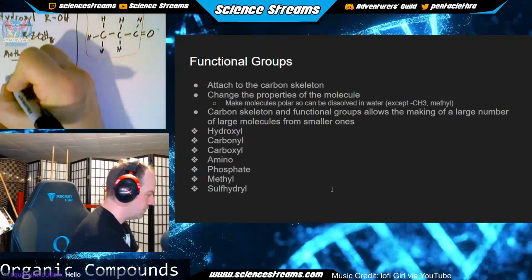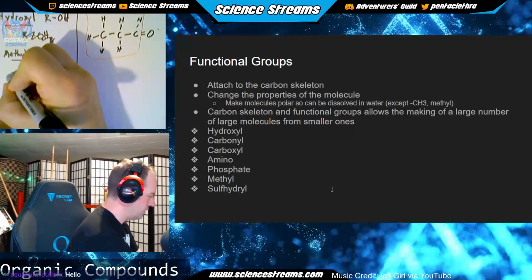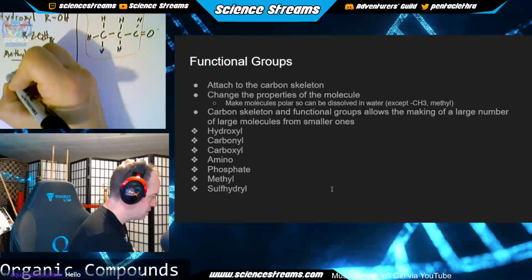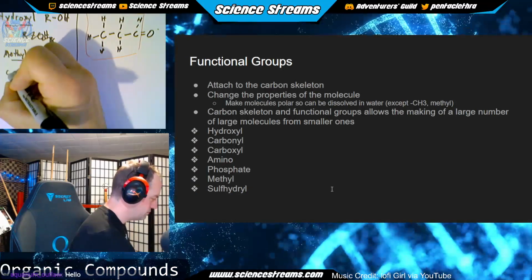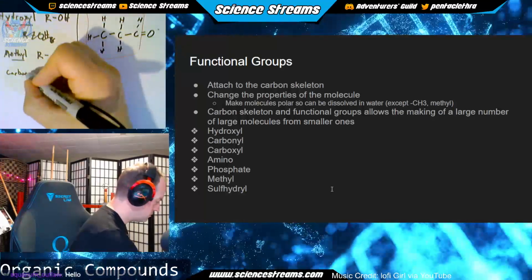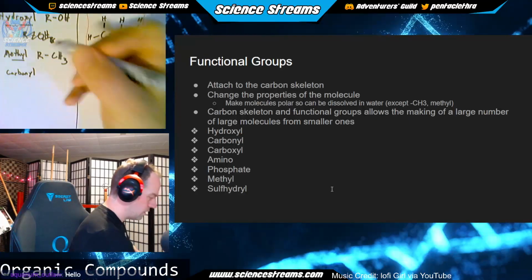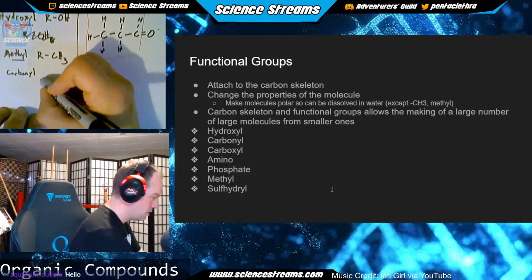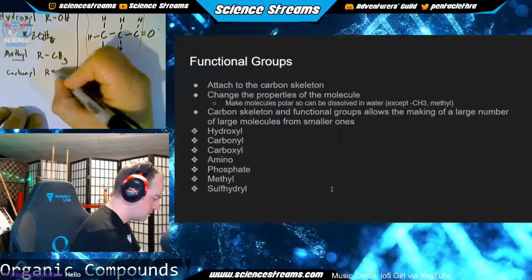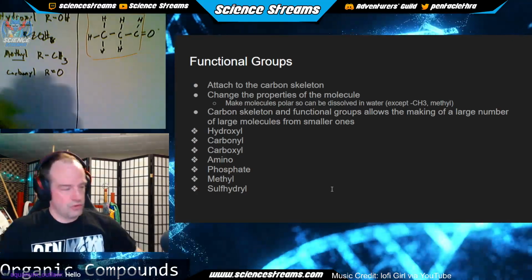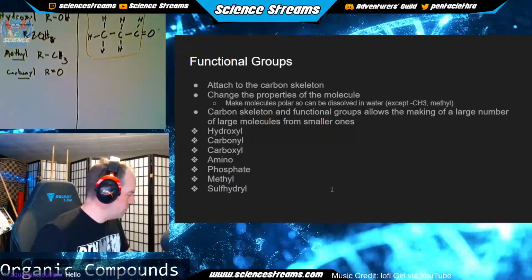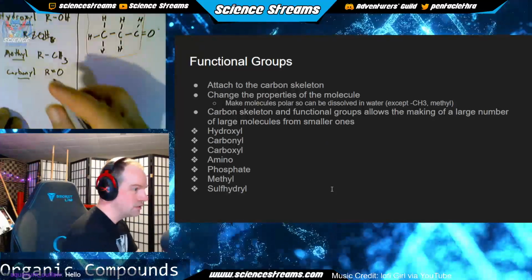Next, we're going to have a few other groups. We get a little more complicated here. We're going to have our carbonyl group. And this is just going to be like this. All right, so this is our carbonyl group. And we are also going to have our carboxyl group.